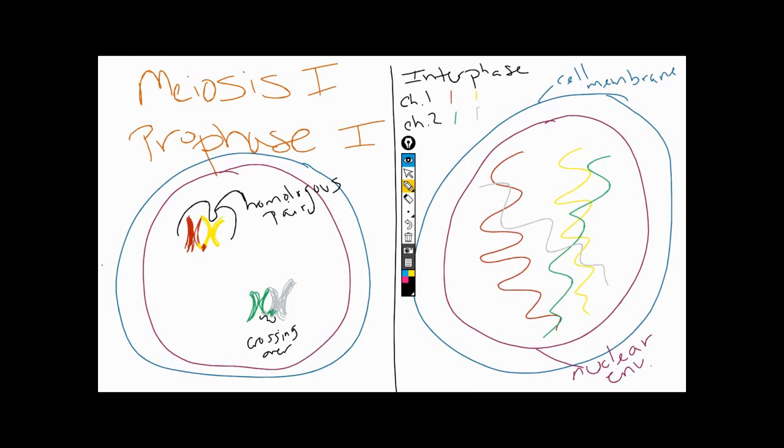What else has to happen in prophase 1? What else happened in prophase of mitosis? We put things in boxes. What else do we need? Yes. Our centrosome things. What color am I already not using extensively here? Our movers.